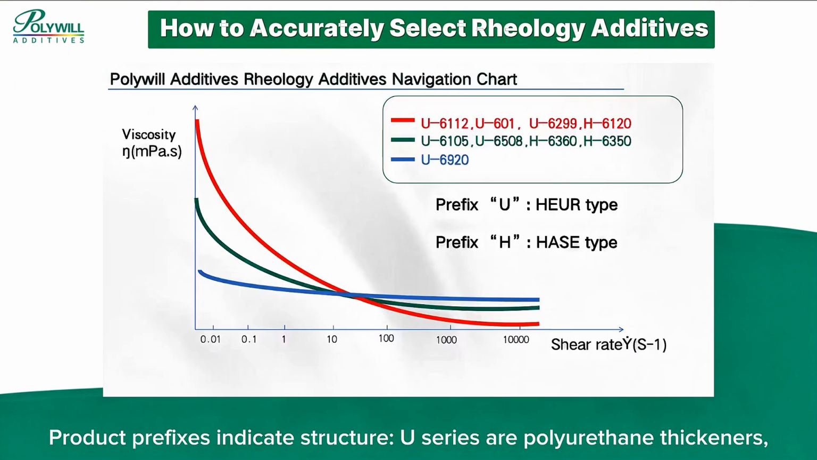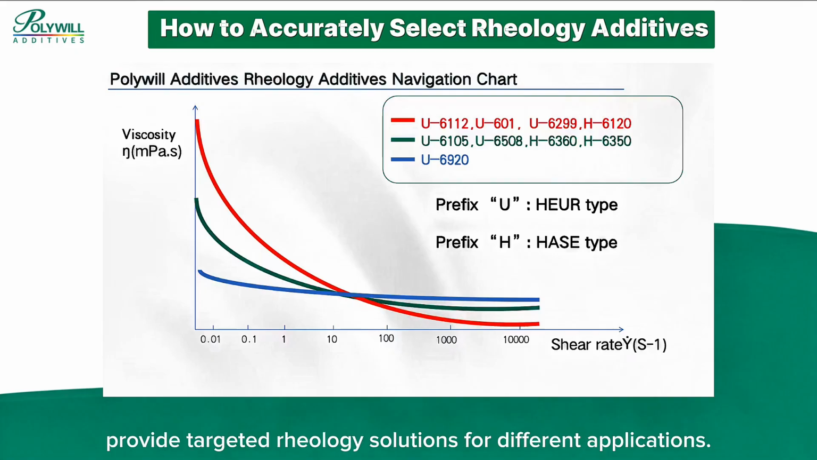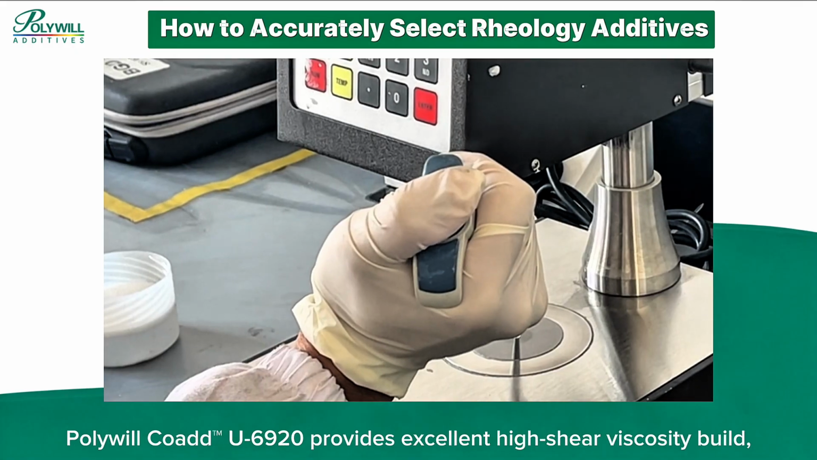Product prefixes indicate structure. U-series are polyurethane thickeners. H-series are alkali swellable thickeners. Shear region and structure classification provide targeted rheology solutions for different applications.